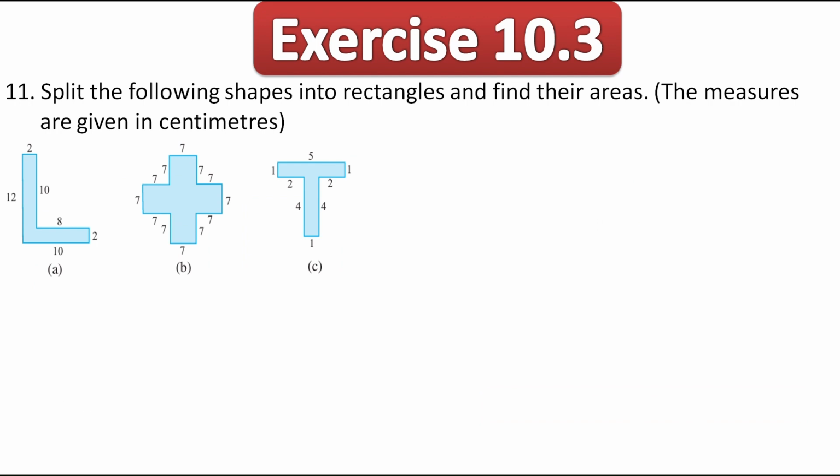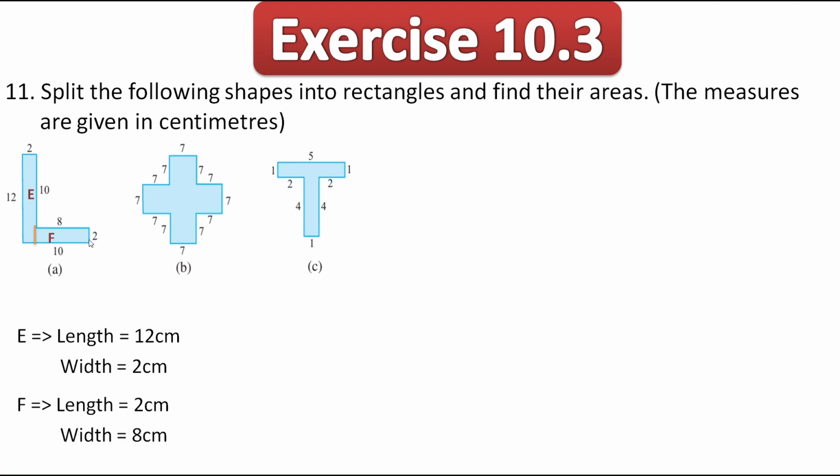Now let's move to the next question, that is the 11th one. Split the following shapes into rectangles and find their areas. The measures are given in centimeters. This question is the same as the previous one. So let's split this figure A by putting the line here. Now I made 2 rectangles, so I'll name them E and F. Rectangle E will have length 12 centimeter and width 2 centimeter. And rectangle F has length 2 centimeter, which is here, and width 8 centimeter. Now let's find the area of E.